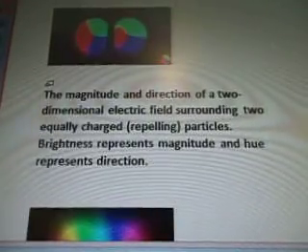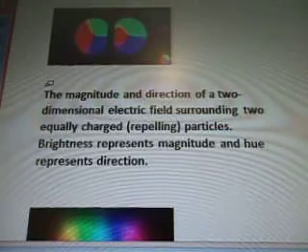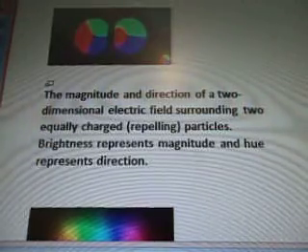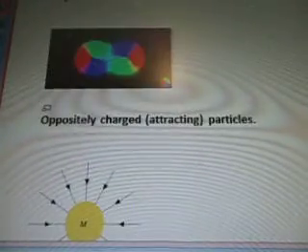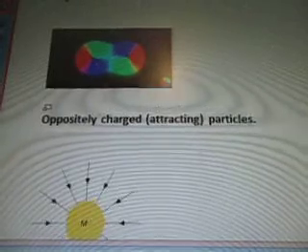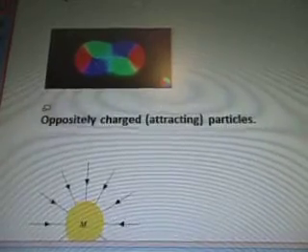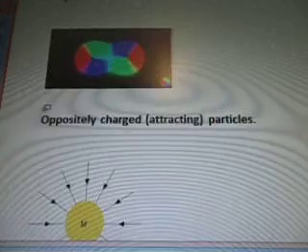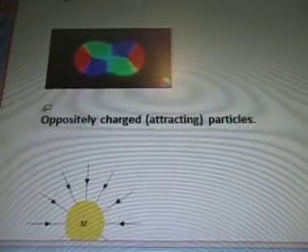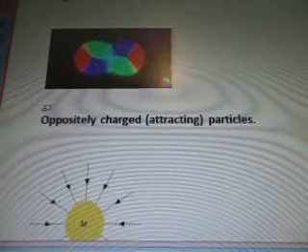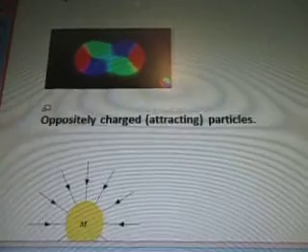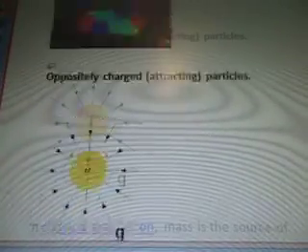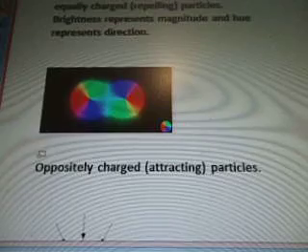The magnitude and direction of a two-dimensional electric field surrounding two equally charged repelling particles. Brightness represents magnitude and hue represents direction. Oppositely charged attracting particles. Brightness. So brightness is magnitude when they're looking at particles, right? I just thought of Comet ISON. I was trying to find out what the magnitude meant, because they do these magnitude numbers and I want to know what makes it brighter. I've been trying to find a video to blog with about it so we can learn about it. So oppositely charged attracting particles are those two.